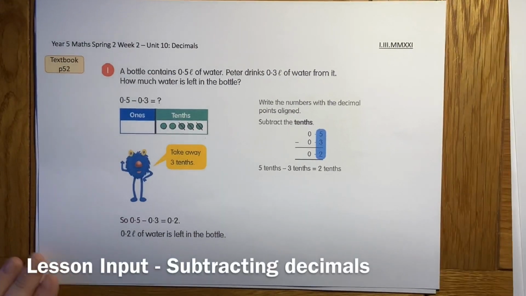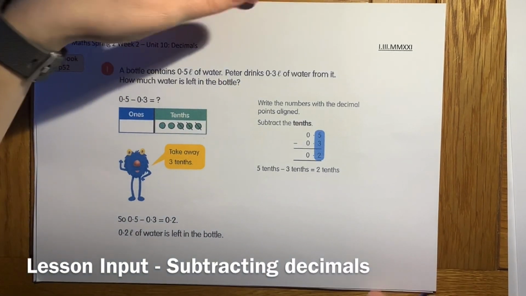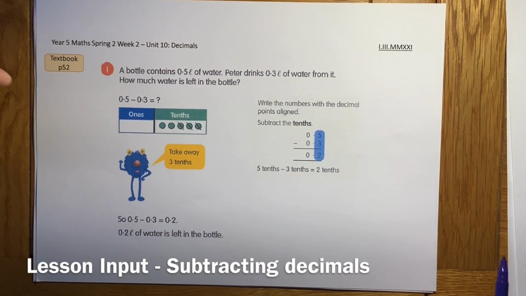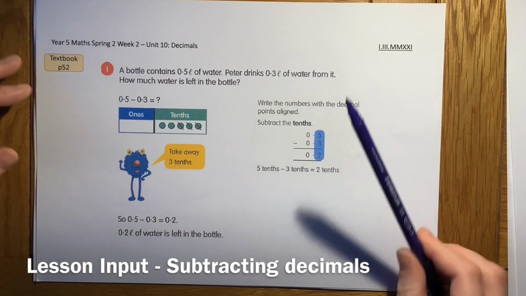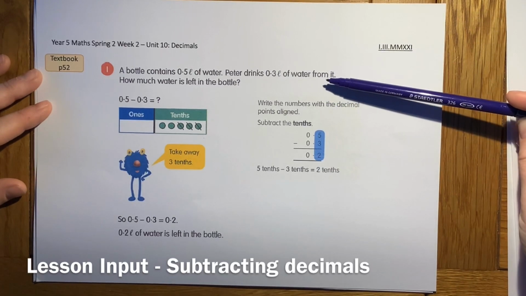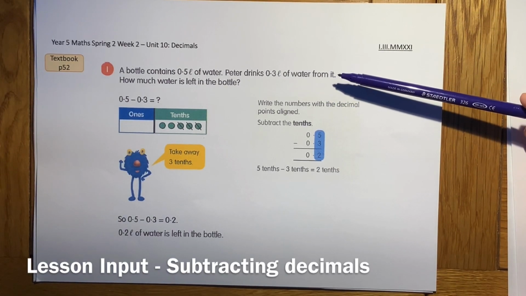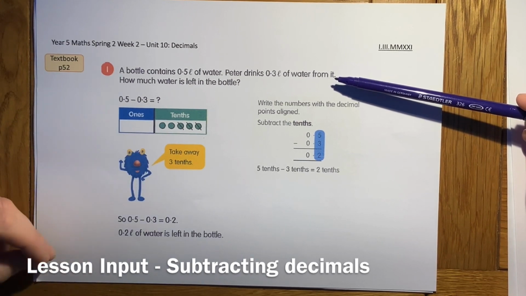Okay, so today's learning then, we are moving on to subtracting decimals. The good news is it works in exactly the same way as subtracting whole numbers, just making sure that we understand our place value as we go. So here's an example for us to look at. A bottle contains 0.5 litres of water. Peter drinks 0.3 litres of water from it. How much water is left in the bottle?